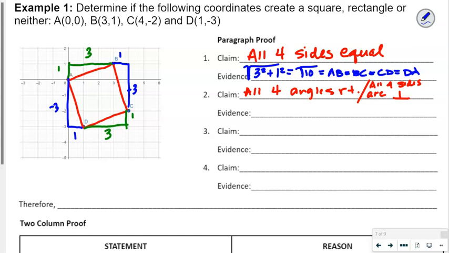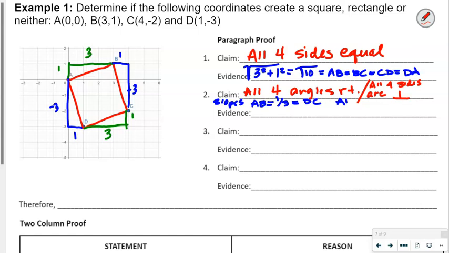Now, let's talk about the claim that all four angles are right, which would mean that all four sides are perpendicular. Perpendicular sides would mean they have negative reciprocal slopes, right? So let's look at the slope of AB. We went 1 up and 3 over, right? 1 up and 3 over, okay? And notice also DC is equal to that too, right? So that's DC. So we're talking slopes right now. Now let's talk about the sides BC and AD. So let's talk about AD.